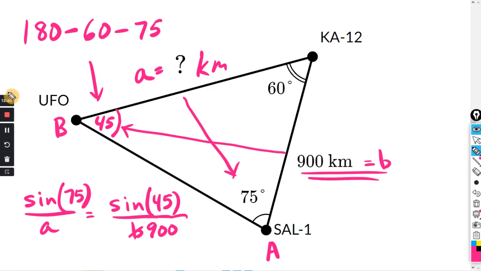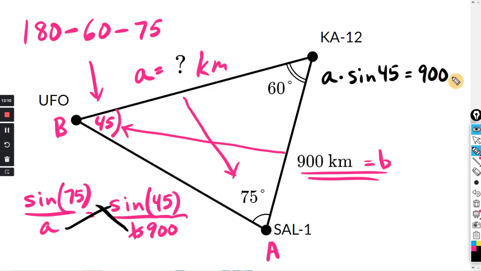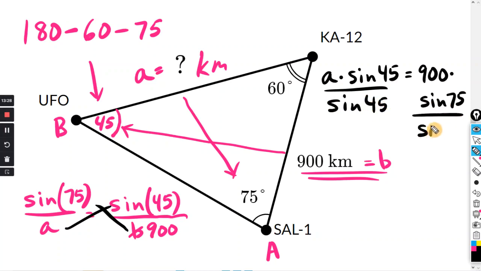All right, let's see. I think the easiest is just to cross multiply. Okay, A times sine of 45. So we have A times sine of 45 is going to equal 900 times sine of 75. So that's 900 times sine of 75. All right. Solving for A, the opposite of times sine of 45 is divided by sine of 45. So I'm going to do that to both sides.